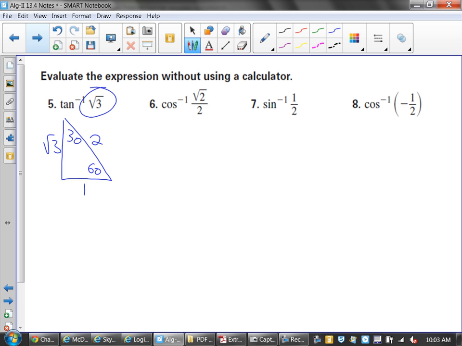Now, this value is positive, correct? So I'm looking at a 60-degree angle, or what is it in radians? Very good.